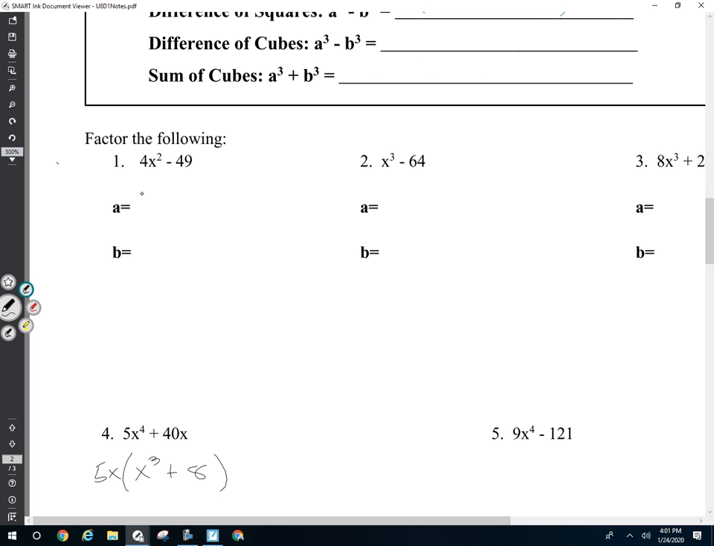Top left. What is squared to get 4x squared? 2x times 2x gives us 4x squared. What squared gives us 49, Mr. Clark? Okay. What is it, Mr. Reyes? I heard you. 7, thank you. Well, this factors as 2x plus 7, 2x minus 7.